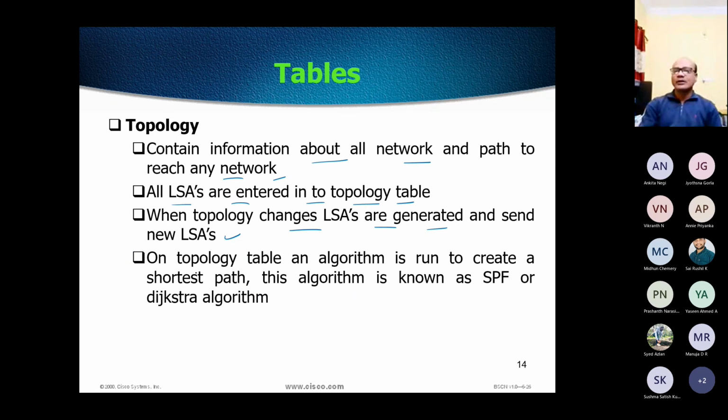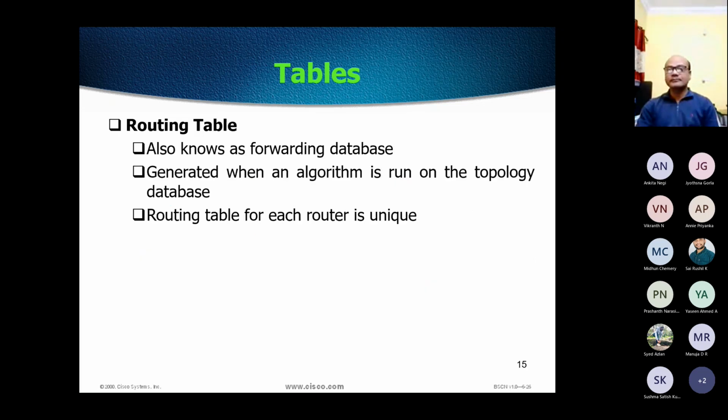Same thing we are talking about. On your topology table, an algorithm is running to create the shortest path. This algorithm is also known as the shortest path first or Dijkstra algorithm. This algorithm is going to calculate the shortest path, guys. Remember that algorithm, from an exam perspective. We should remember which algorithm we are using to calculate the best route in the network. The routing table, also known as the forwarding database, is generated when the algorithm runs on the topology database.